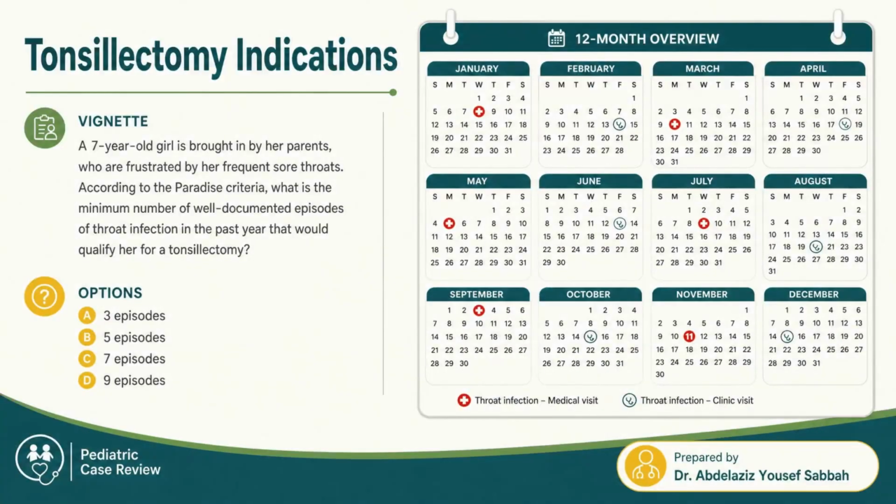Now let's discuss surgical indications. A 7-year-old girl is brought in by her parents who are frustrated by her frequent sore throats. According to the Paradise criteria, what is the minimum number of well-documented episodes of throat infection in the past year that would qualify her for a tonsillectomy? A, 3 episodes, B, 5 episodes, C, 7 episodes, or D, 9 episodes. This is a core piece of knowledge for any general pediatrician.